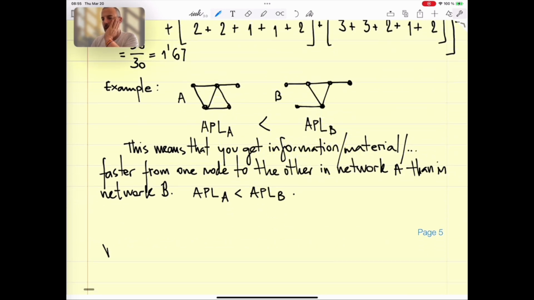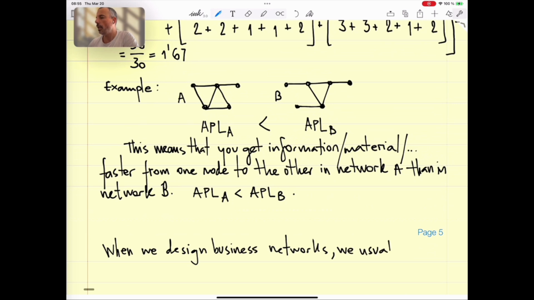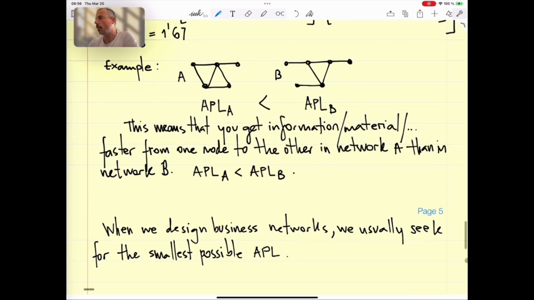So when we design business networks, we usually seek for the smallest possible average path length. All right?